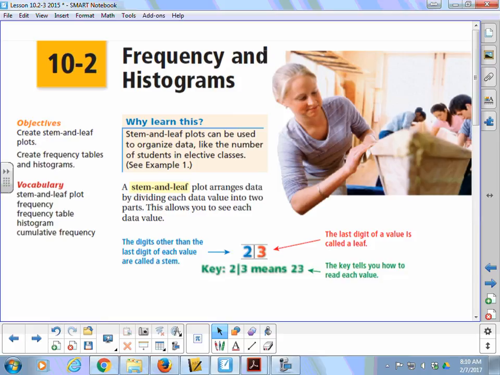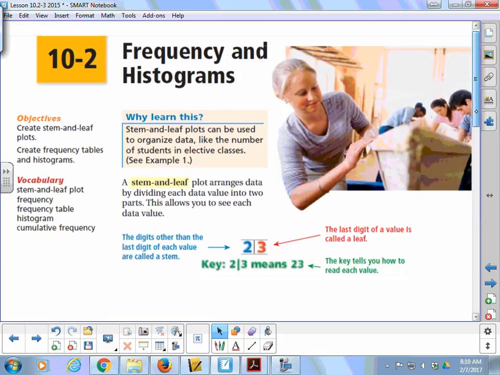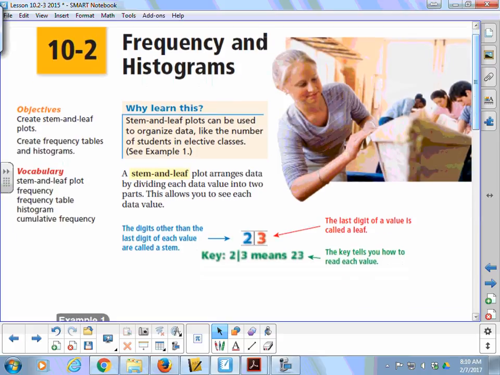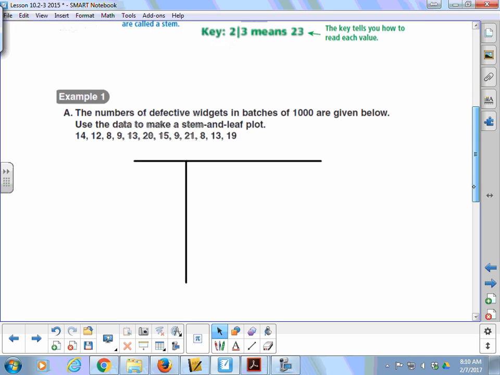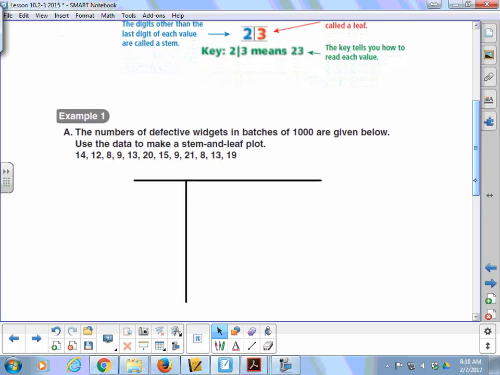If you're dealing with two-digit numbers, then the tens digit will be on the left side, the ones digit on the right-hand side. If they're bigger than that, like if they're in the hundreds, then you would have the hundreds digit and the tens digit in the stem, and just the ones digit in the leaf, right? So here we've got a set of numbers. It says the numbers of defective widgets in batches of 1,000 are given below. Use the data to make a stem and leaf plot. So what's the first thing I need to do to make a stem and leaf plot? What should I do first?